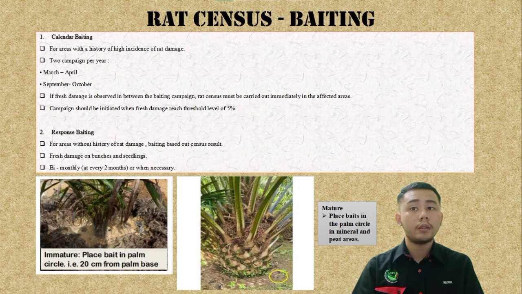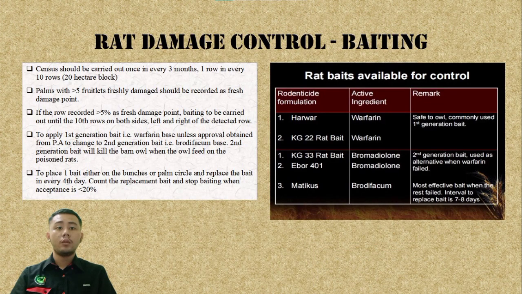Second, response baiting. Response baiting is for areas without a history of rat damage. So the baiting is based on census results. For response baiting, we can observe the fresh damage on bunches and seedlings. We can do response baiting bi-monthly, which means every 2 months or when necessary. So this is for the last section.